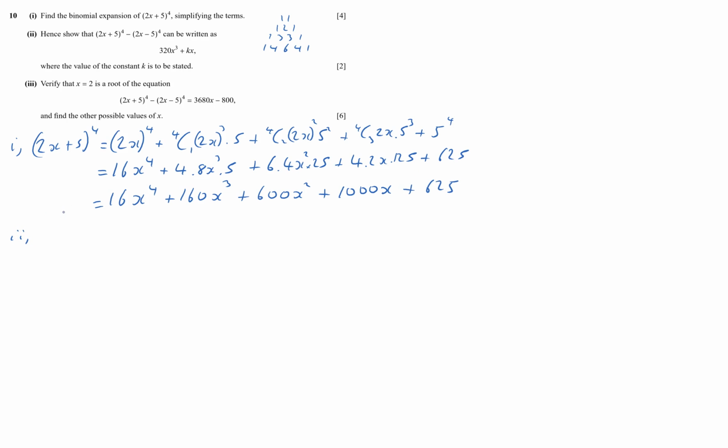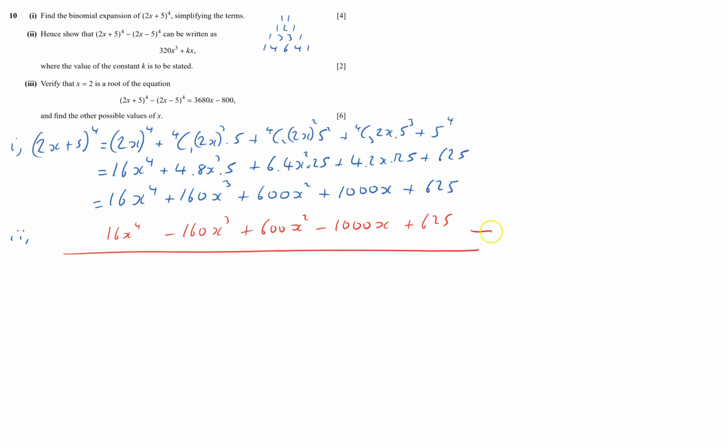2, I've got to do this value, which I just got, and take away when I put in minus 5. And if I put in minus 5, this one will stay the same, so that will still be 16x to the 4. This one's got 5, so that'll become minus 160x cubed. That'll be plus 600x squared. This one I've got 3 of the 5s, so that'll be minus 1000x. And last one got an even number of these, so that will still remain 625.